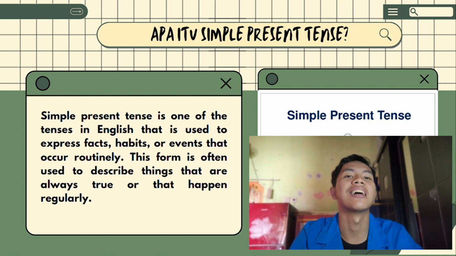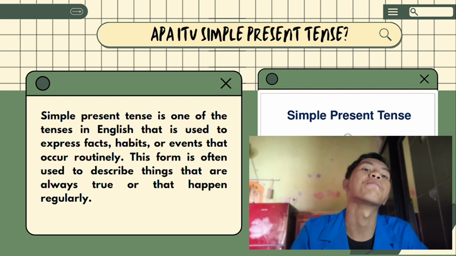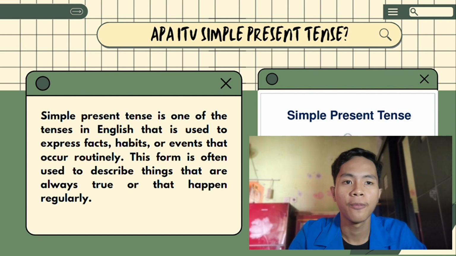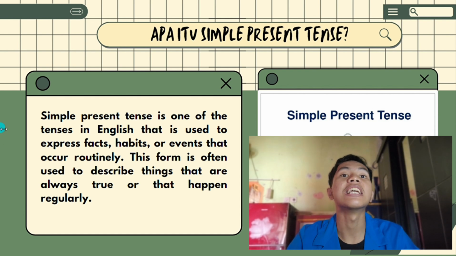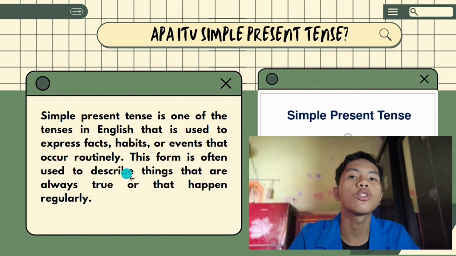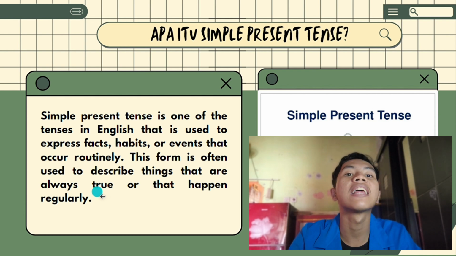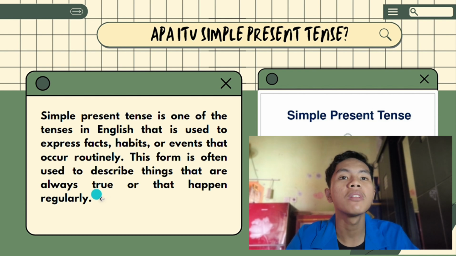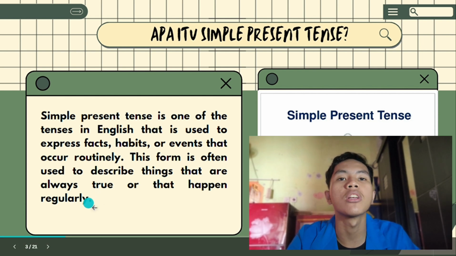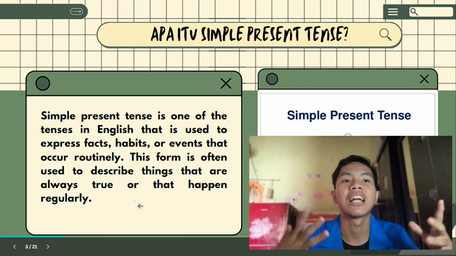What is simple present tense? Or in Bahasa, apa itu simple present tense? Simple present tense is one of the tenses in English that is used to express facts, habits, or events that occur routinely. This form is often used to describe things that are always true or that happen regularly.